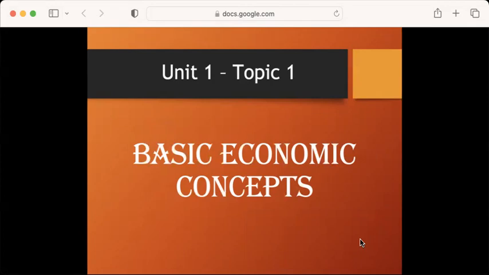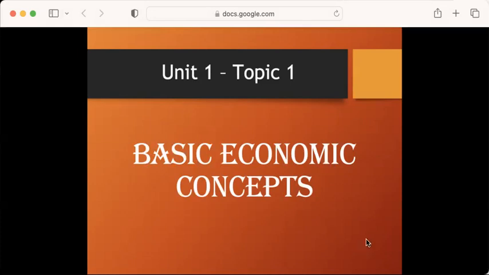Actually, I have divided the whole GCSE and IGCSE syllabus into about 26 units, so you can cover everything. You can cover the whole GCE O Levels or GCSE economics syllabus within 26 units. All right, let's continue with this.